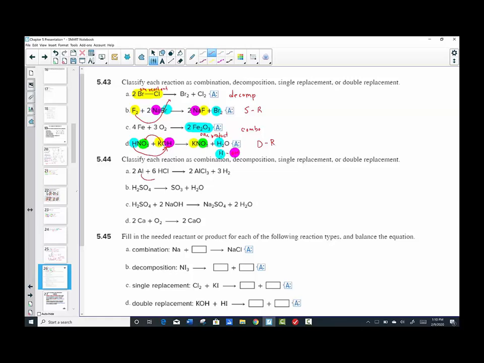Number 44, do you see aluminum kicking out the hydrogen and stealing its partner, giving aluminum chloride and hydrogen gas? Do you notice in B how we had just one reactant, making that your decomposition? Hydrogen went to hydroxide, sodium went to sulfate. There's your double replacement. Think of water as HOH, hydrogen hydroxide.